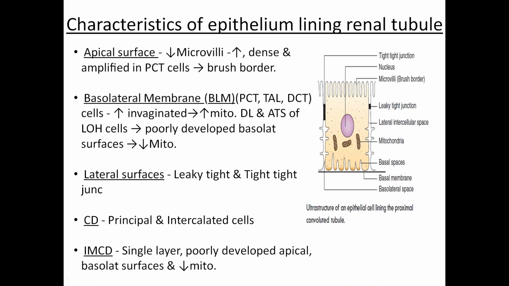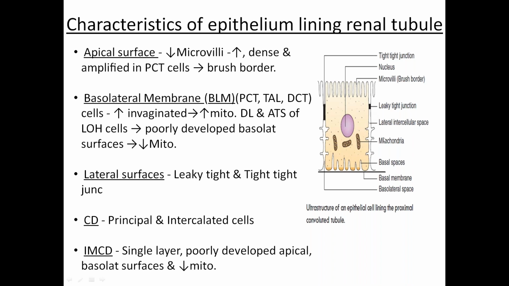And in contrast, the cells of the descending thin limb and ascending thin limb of the loop of Henle have poorly developed basolateral surfaces and contain fewer mitochondria. Then you have the lateral surface. So this was the apical surface. This is the basolateral surface. And then here is your lateral surface of renal tubules, which bear a lateral cell process.